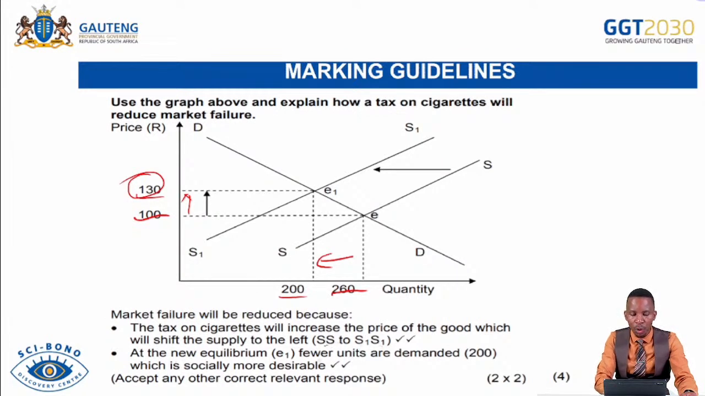At the new equilibrium, E1, fewer units are demanded, which is 200 units, which is socially more desirable. So in this case, people will be demanding less of cigarettes because they are no longer affording more due to the fact that the price is higher. So the negative externality will be reduced because of that.